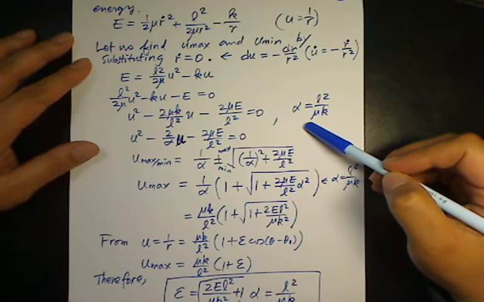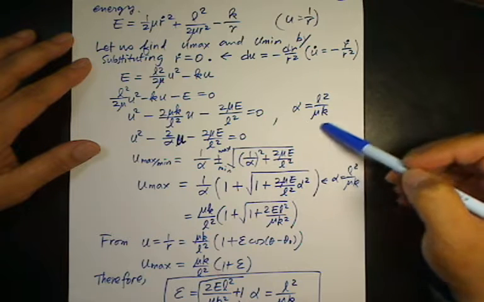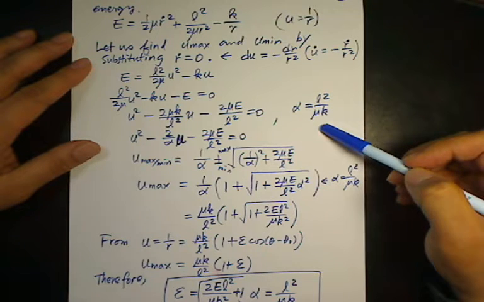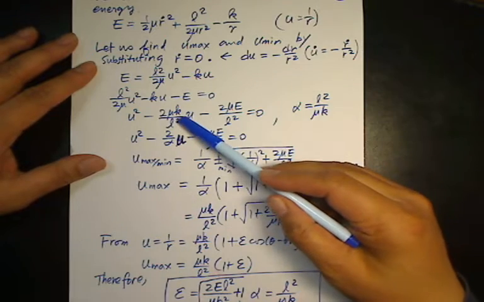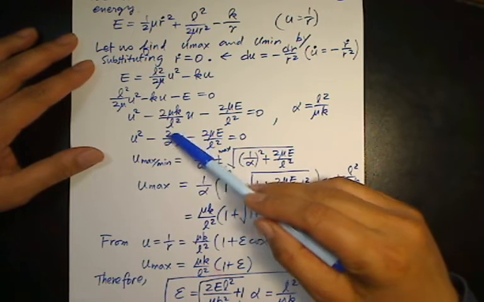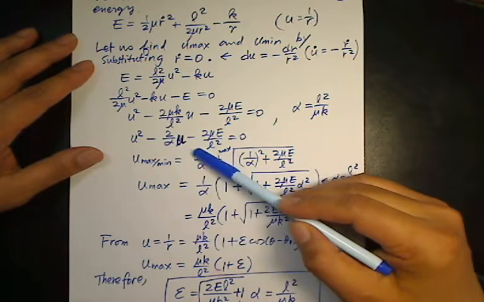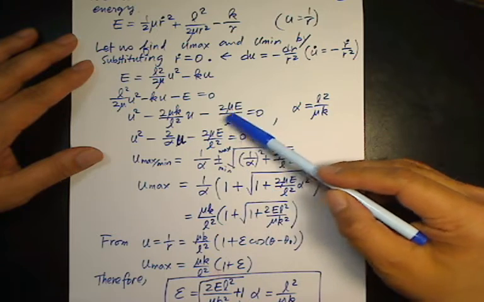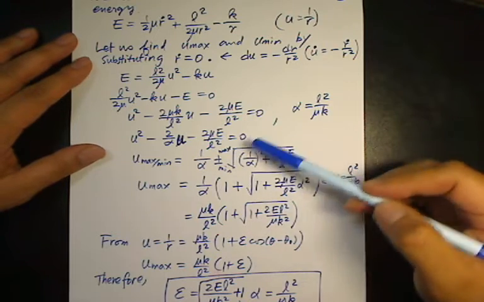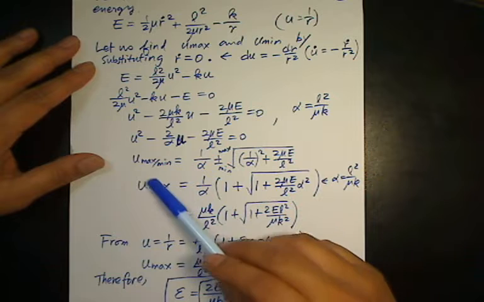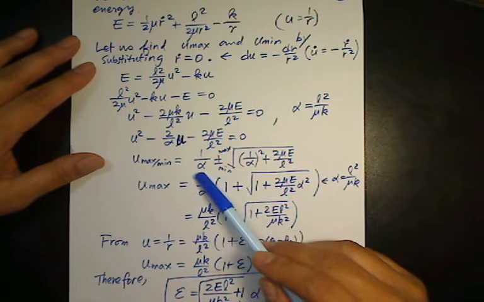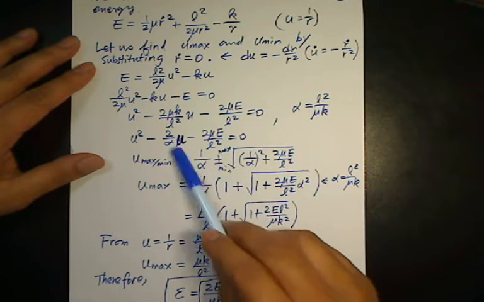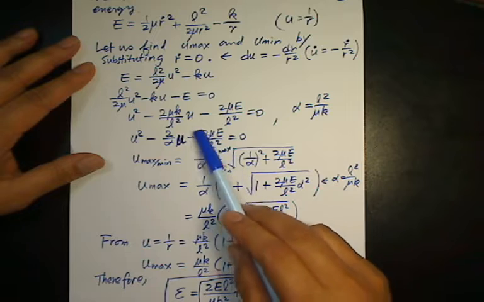If we reorganize this equation, it becomes a simple form, and we have the definition of alpha, that is the semi-latus rectum, and that is orbital angular momentum squared over mu k. Thus, we can replace this one with 1 over alpha and minus 2 mu E over L squared. The solution to this quadratic equation is 1 over alpha plus minus a square root of 1 over alpha squared plus this value.